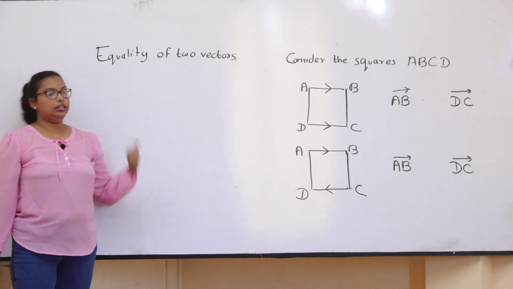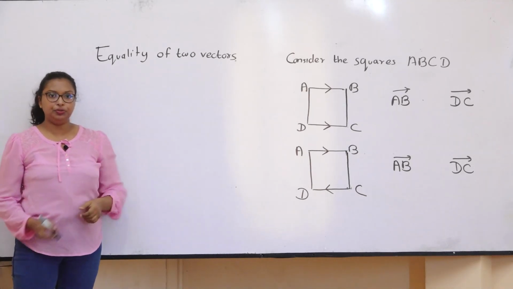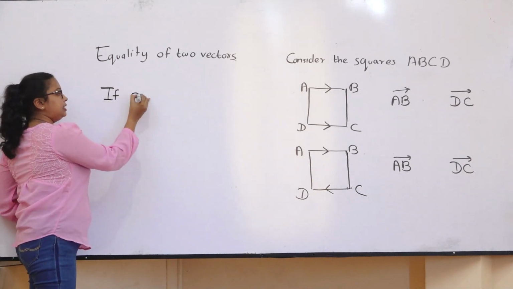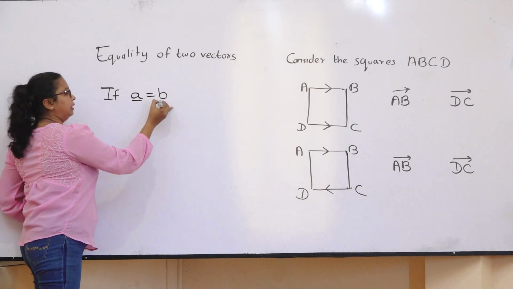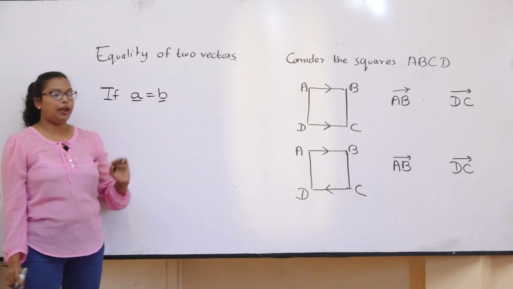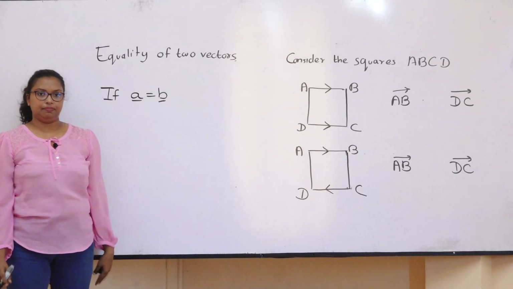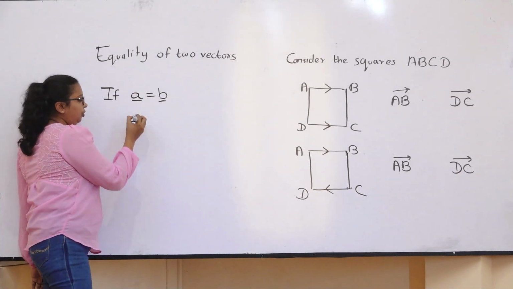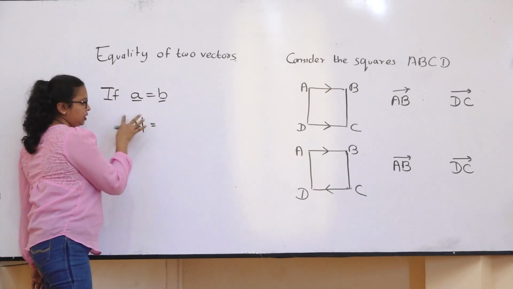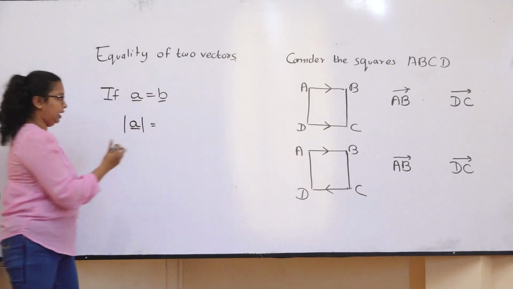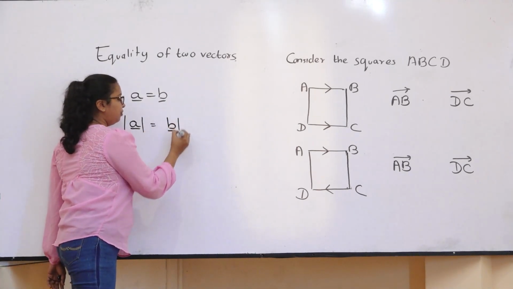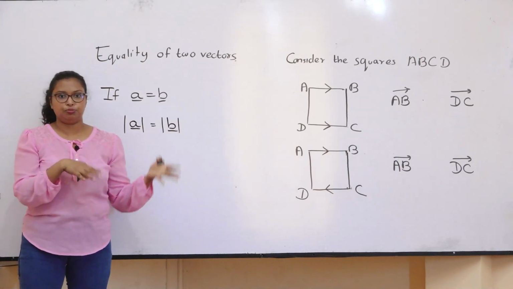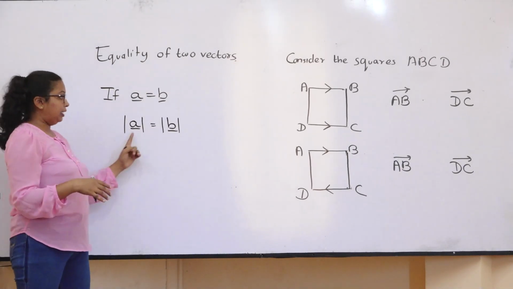Now we are going to talk about equality of two vectors. If vector A is equal to vector B, say two vectors are equal, that means the magnitude of vector A, which we represent using the modulus sign, is equal to the magnitude of vector B. That means if one vector is 5 newtons, the other one also should be 5. So, magnitude should be the same.